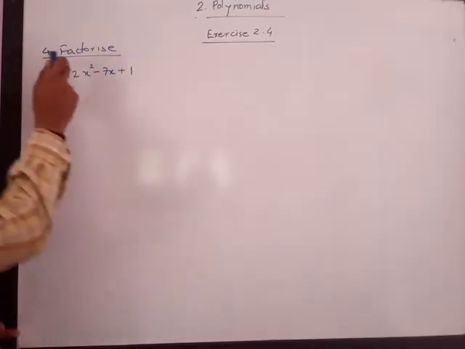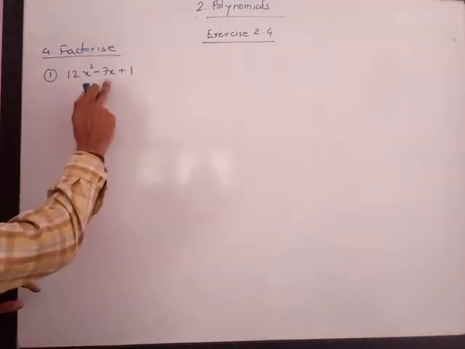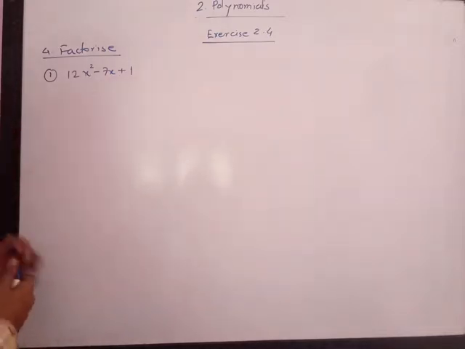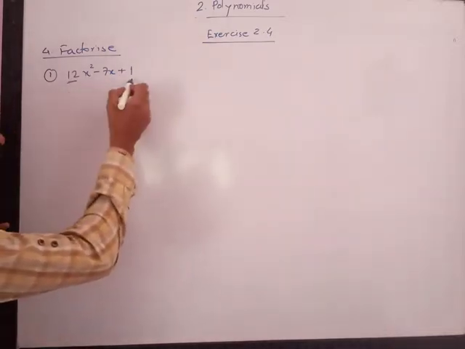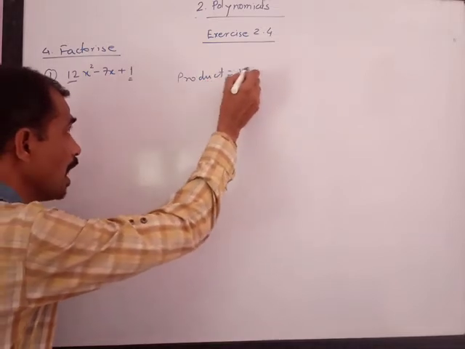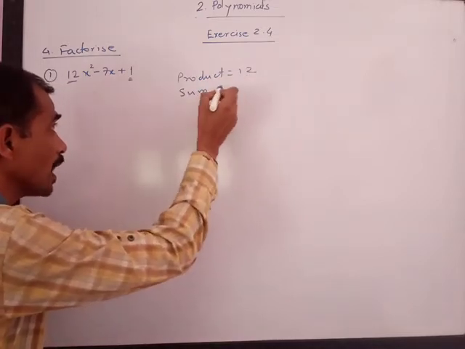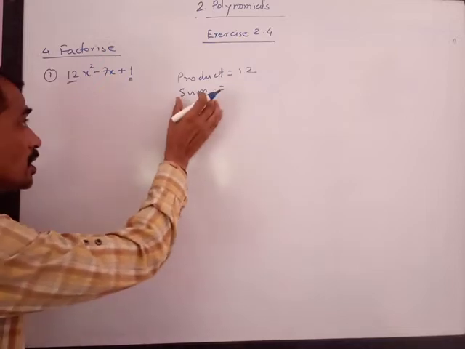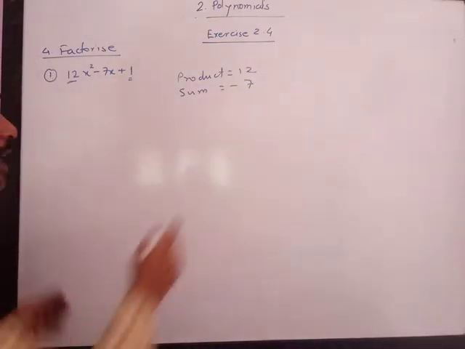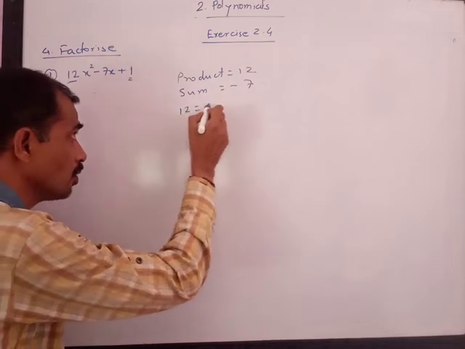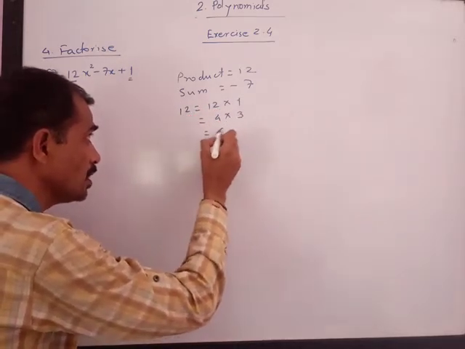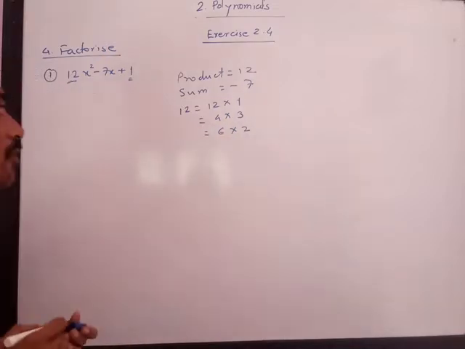Now see, in fourth question we are asked to factorize 12x square minus 7x plus 1. So we want two numbers such that their product is 12 into 1. So product must be 12, and the sum of those integers must be minus 7. Now if you see the numbers, factors of 12 are 12 into 1, then 4 into 3 and 6 into 2, or the opposite of that.